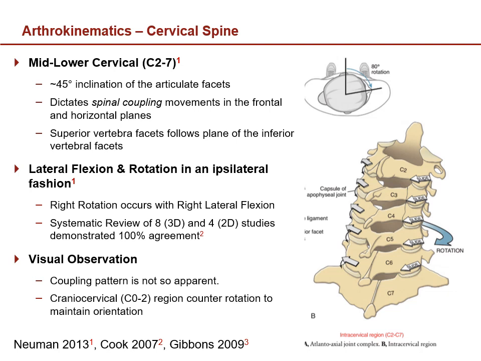And then it also should be noted that the coupling patterns are not so apparent with visual observation, particularly of the upper cervical spine. But when you look at this with 3D and 2D kinematics, there's consistent agreement with this in the lower cervical spine, lateral flexion and rotation to the same side, and then some more inconsistencies with the upper cervical spine, presumably depending on how the individual is orienting themselves and where their attention and focus is.